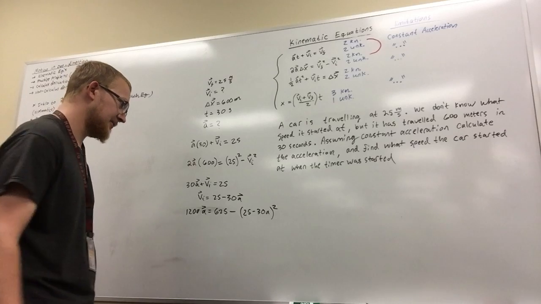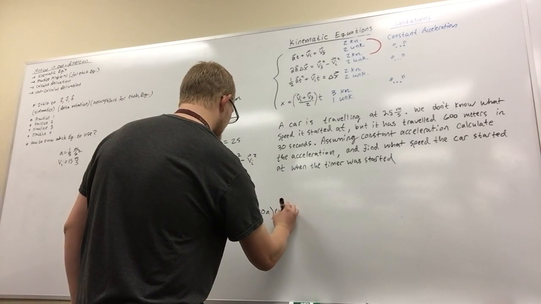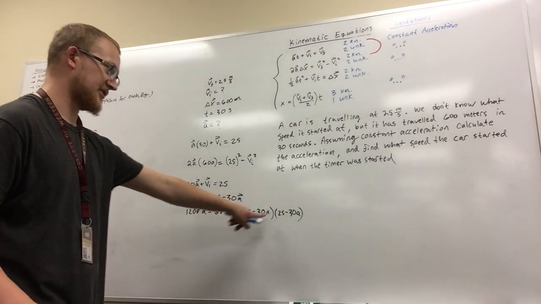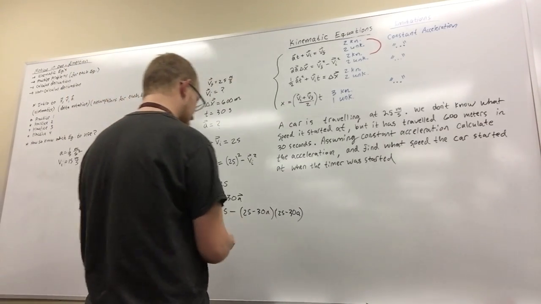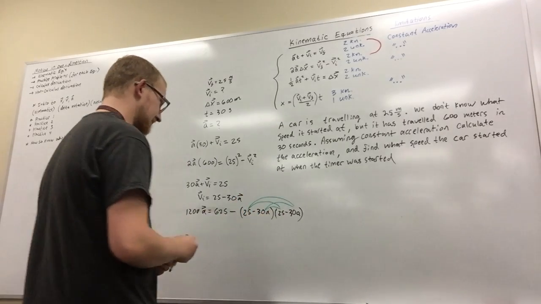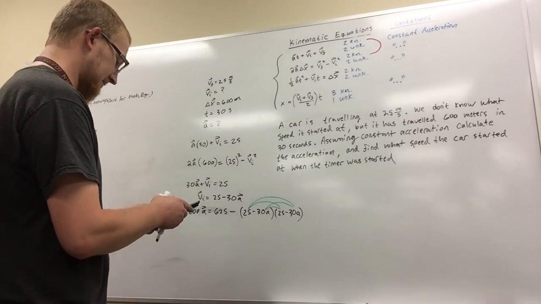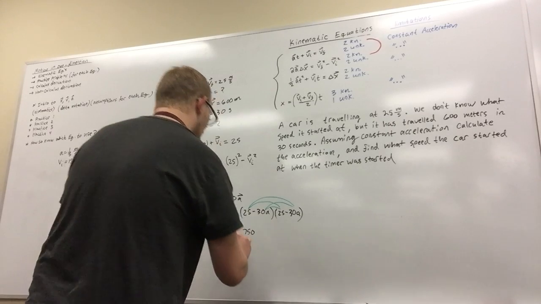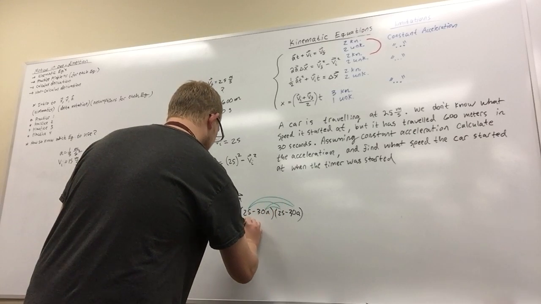to FOIL this out. So if you remember foiling, if this is squared, it means it's multiplied into itself twice. So that squared sign is the same as writing two terms multiplied by each other. So FOIL, we go first, outer, inner, last for terms. So the first is 25 times 25. 25 times 25 is 625.